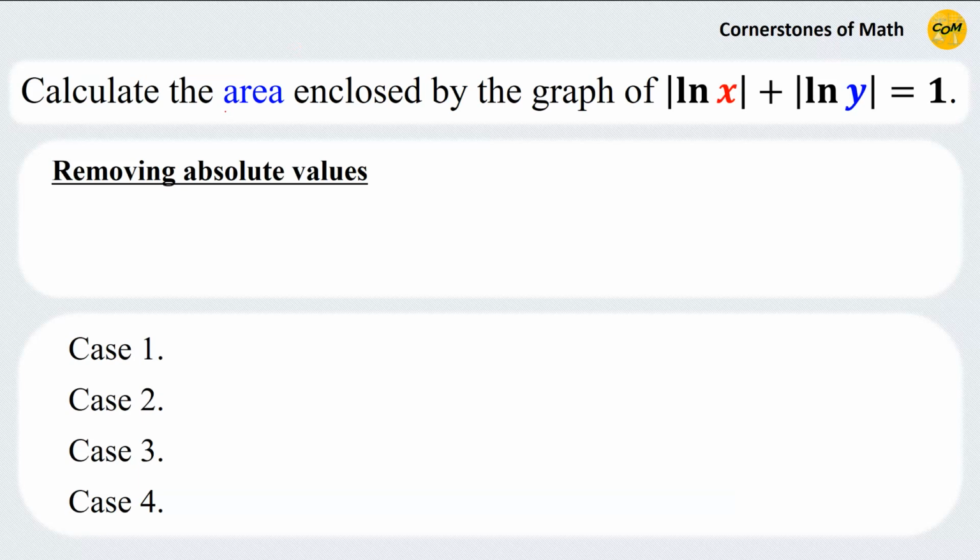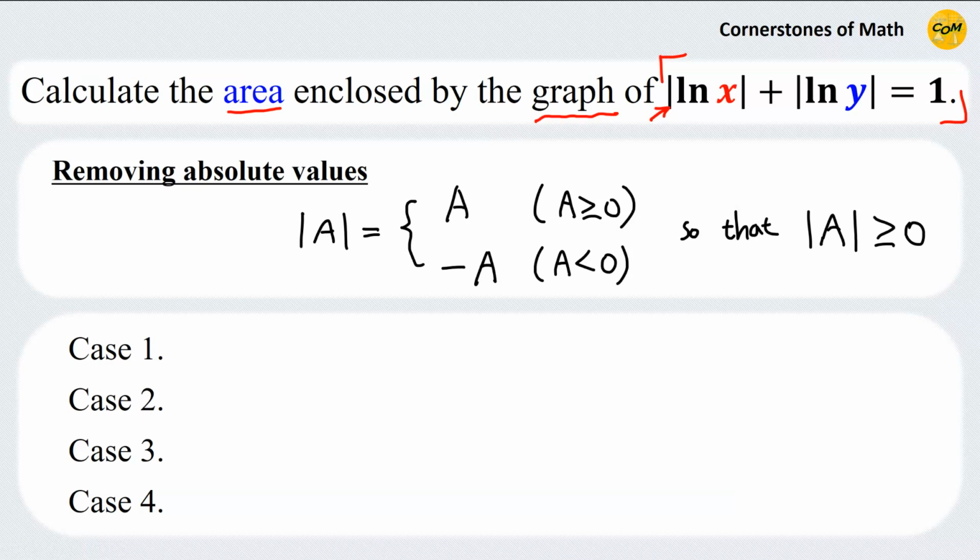Today we will calculate the area enclosed by the graph of absolute value of ln x plus absolute value of ln y equals 1. So in order to calculate the area, obviously we need to draw the graph. Here we have absolute value signs. So let us use this basic property of absolute values to remove them.